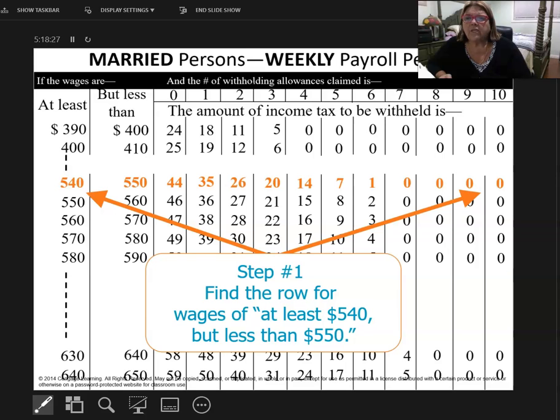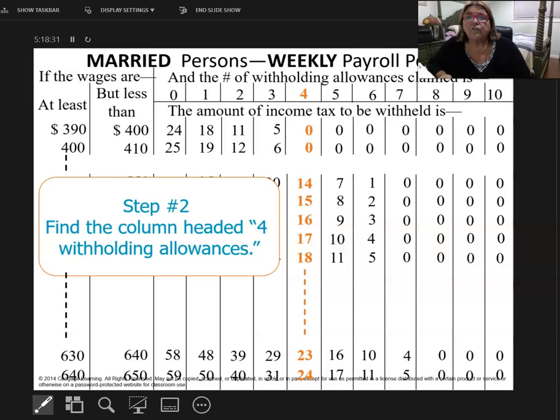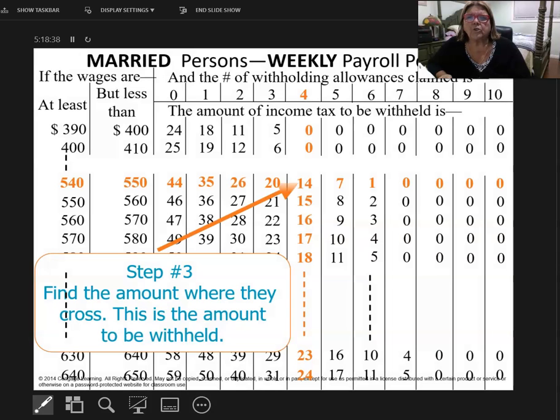So you always want to make sure first you find the row where he's in, then you find the column of how many withholdings, then you determine the actual amount of the withholding. So that is for federal income tax withholding. The employer just doesn't make it up, they actually work off of a chart.